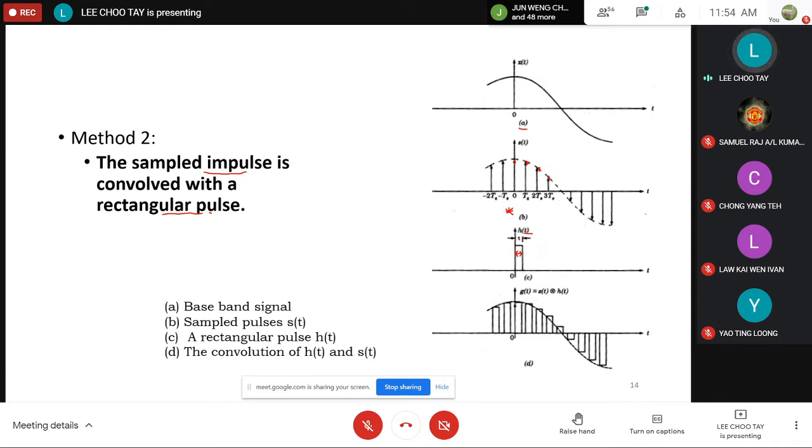When you convolve these two in the time domain, what happens is you are reproducing a replica of your rectangular pulses at all the instances where the impulses are. Therefore at every nTS, you're going to have your rectangular pulse, and the height of the rectangular pulse will correspond to the height of the impulses. So that is how the flat top samples can be produced by using method number 2.